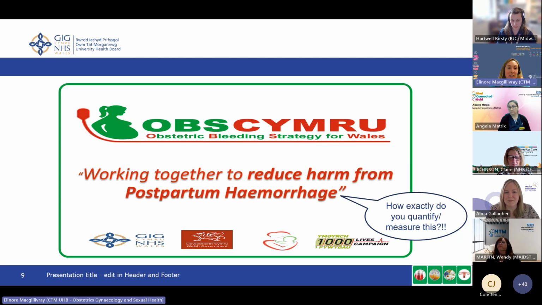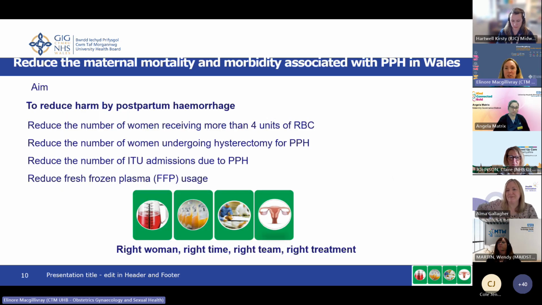So again, going back to that, how do we quantify it? How do we measure harm? So we had to put some measures around it. So we had that overall aim, not very smart, but some smart measures underneath it. So we wanted to reduce the number of women receiving more than 4 units of red blood cells, reduce the number of women undergoing hysterectomy. But again, on reflection, thankfully, hysterectomy is quite rare. So it's not a particularly good measure unless you use it as a composite nationally to tell you whether your improvement project is working or not.